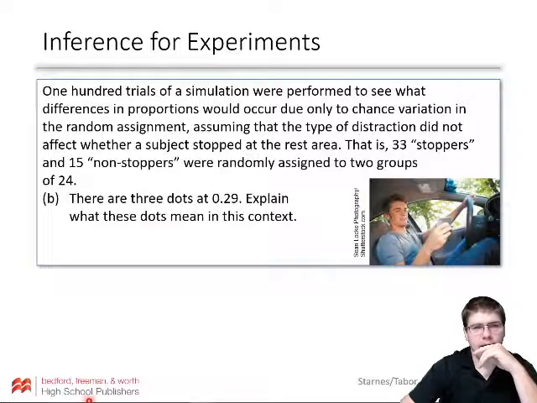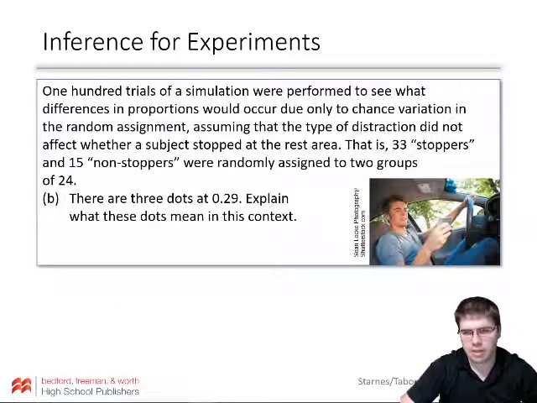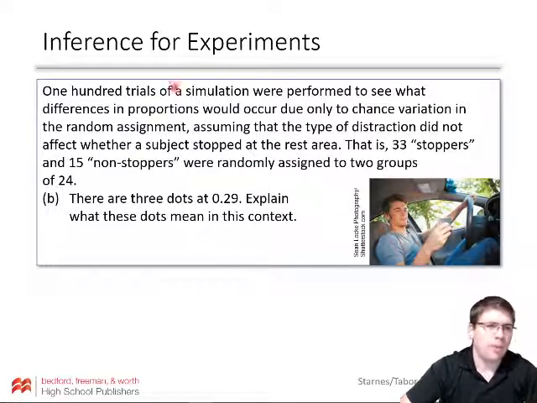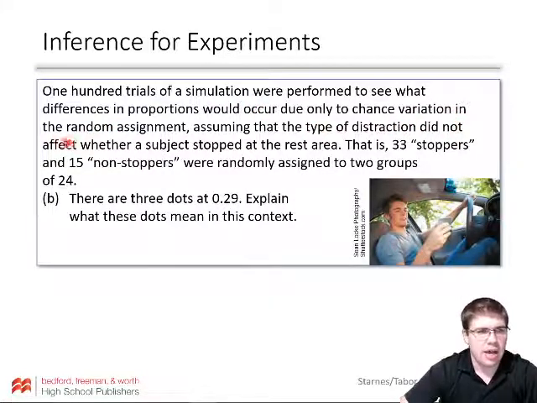And so they did a simulation of this, and so let me grab this simulation. So 100 trials of a simulation were performed to see what differences in proportions would occur due only to chance variation in the random assignment. Assuming the type of distraction did not affect whether a subject stopped in the rest area, that is, 33 stoppers and 15 non-stoppers were randomly assigned to the two groups of 24. So ultimately, that's what we're going to look at here.